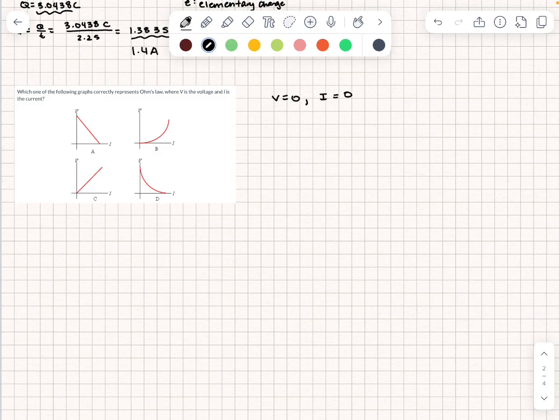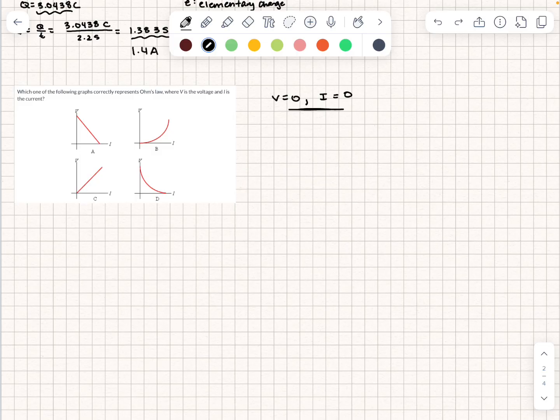And graph C is the only graph that shows that straight upward slope of a line that starts from an origin of 0, 0. So this is graph C here, and you can see it starts here, and then we have that upward trend, so that proves those definitions correct.